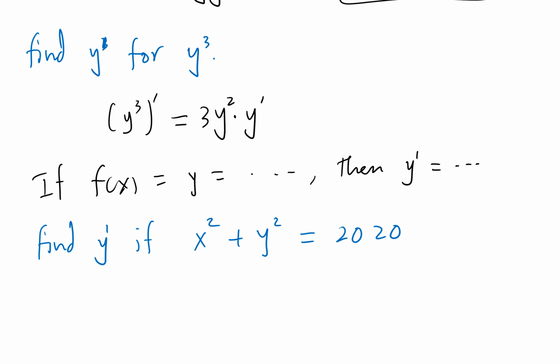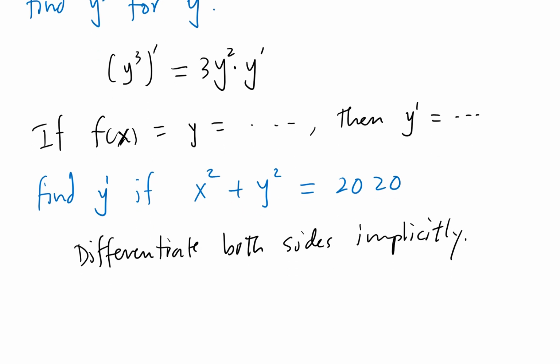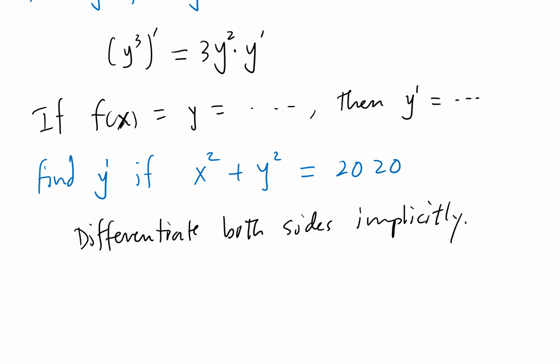So what do we do? Instead of solving for y and getting square roots, we can differentiate both sides implicitly. Why? Because in the past, y was explicitly equal to something. But here we're not going to solve for y, or in some cases it's impossible to solve for y explicitly. So we differentiate both sides implicitly with respect to the variable x.